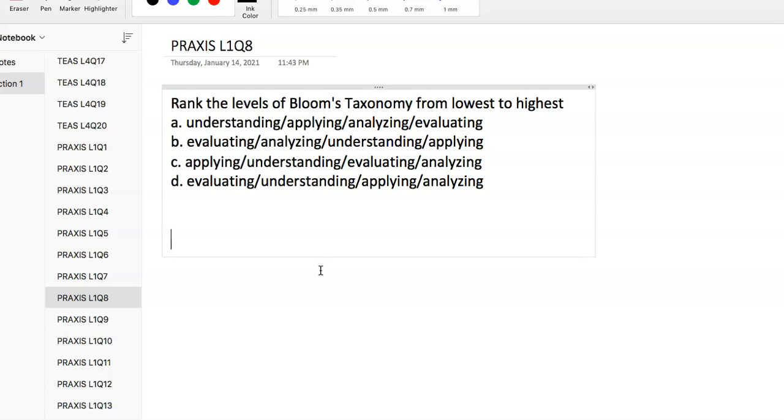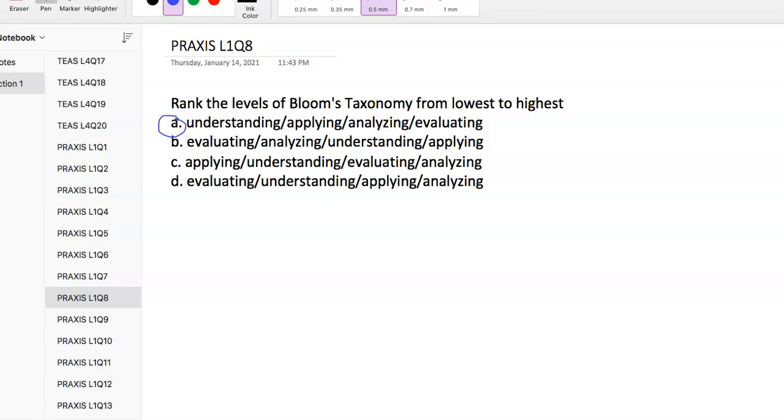And we jump into questions about Bloom's taxonomy. Perhaps you've heard of Bloom's taxonomy, and perhaps you have not, or perhaps you forgot what it was all about. With Bloom's taxonomy, we start with understanding. That's sort of the lowest level. Then we jump up to applying, and then eventually analyzing and evaluating. So that's answer choice A.